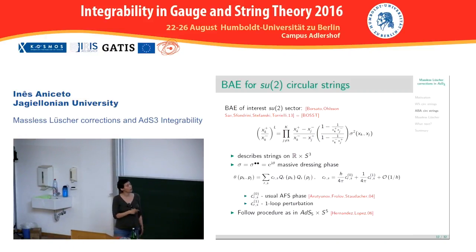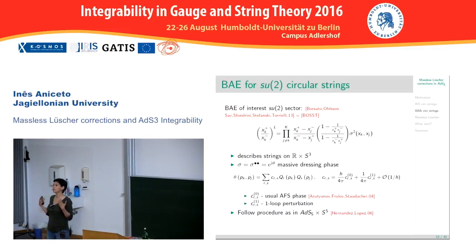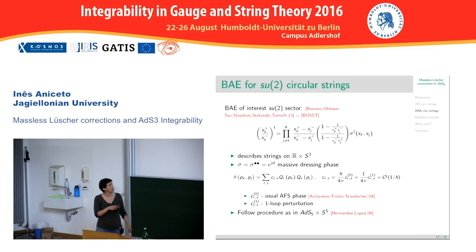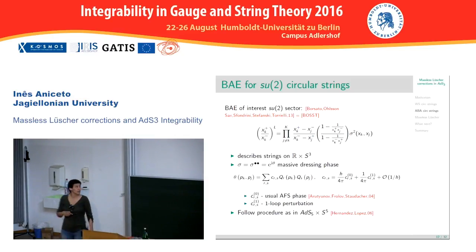So what happens on the other side now of the beta ansatz? R cross S3 is basically the SU2 sector of the beta ansatz. And as it happens, if you take the beta ansatz in ADS3 cross S3 cross T4, the SU2 part is a consistent truncation, the same as R cross S3, and you can write the beta ansatz exactly the same way as in ADS5, with the difference that the dressing phase can be different. So, again, this describes strings on R cross S3.